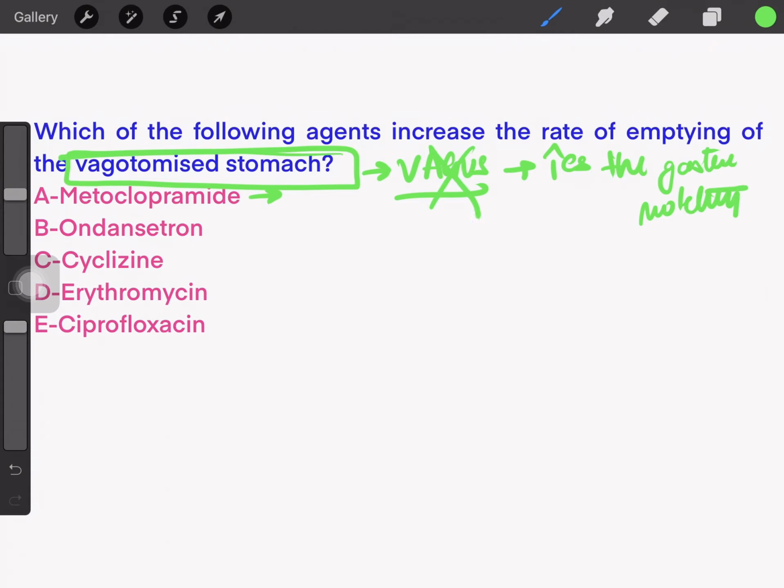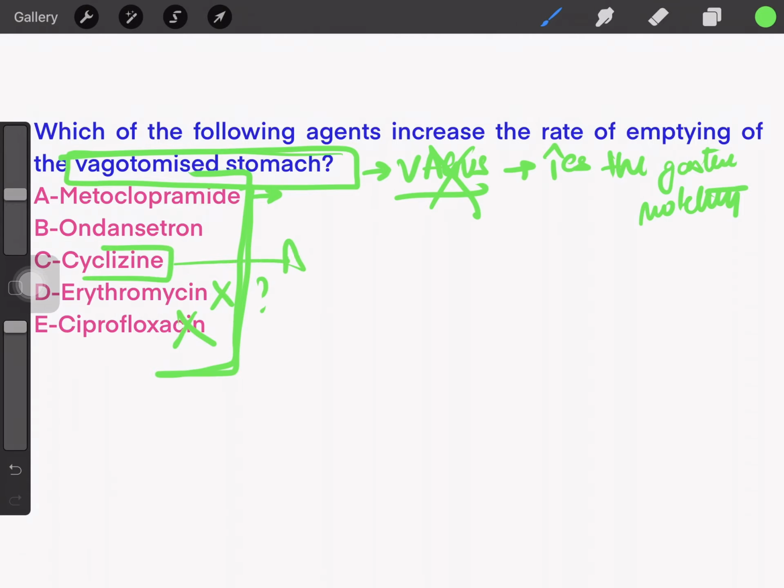Now you have vagotomized it. So now everything that acts through the vagus will not function. To answer this question, you have to know the mechanism of action of all of these. You know ciprofloxacin is an antibiotic, you can rule it out. You know erythromycin is an antibiotic, you can rule it out. Maybe if you don't know the real function of erythromycin.